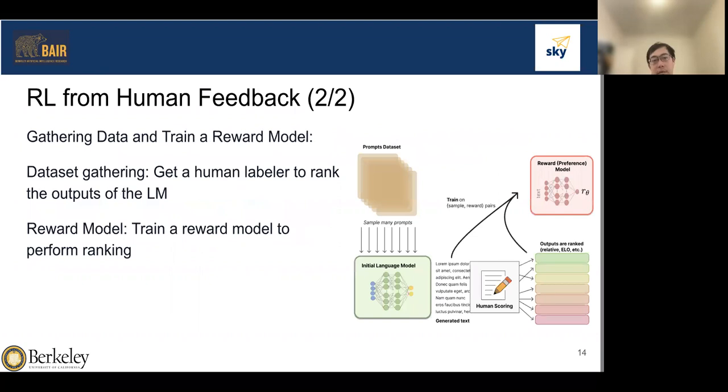Let's take a look at each of the steps. I will just recap very quickly on this one. The first step is dataset gathering. This basically means you have a prompts dataset, and you sample many prompts to feed to the initial language model. You ask the language model to output, say, 10 or 100 outputs. Afterwards you ask a human to score or rank which of the outputs they like very much. Then they could train a reward model to predict the score or the relative ranking between each of these outputs.